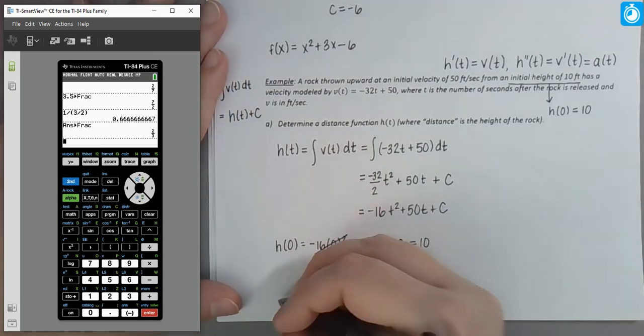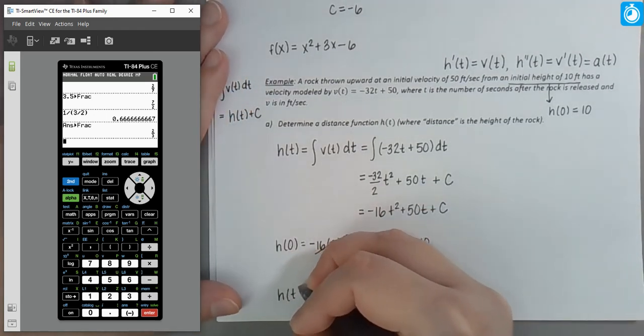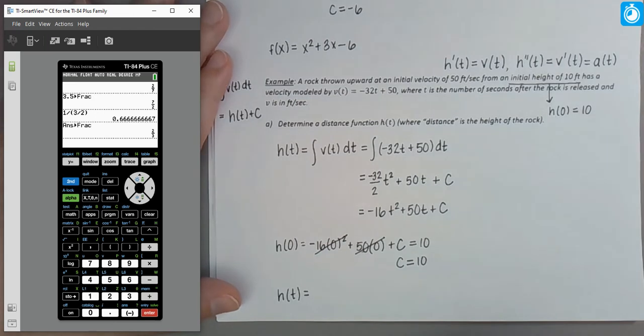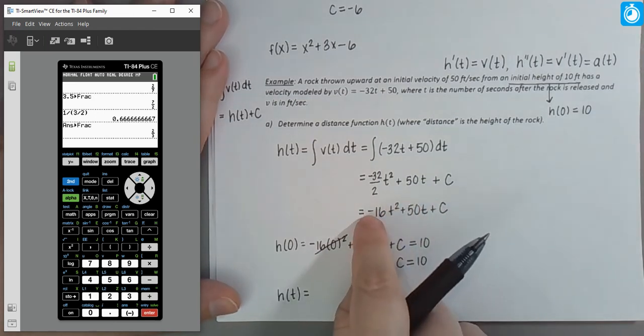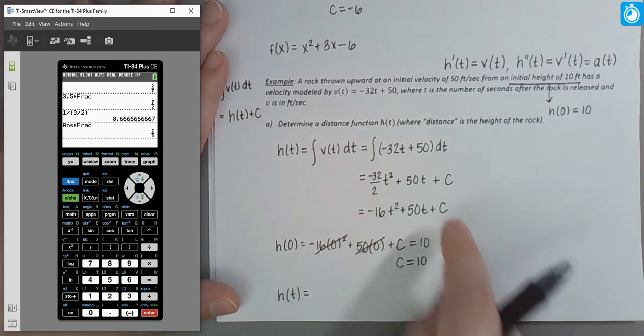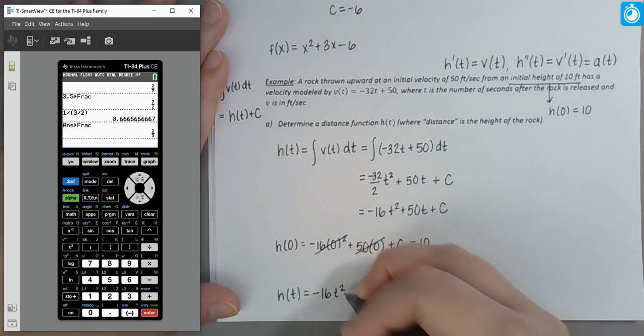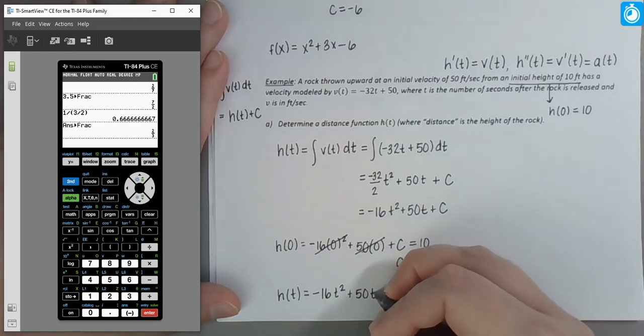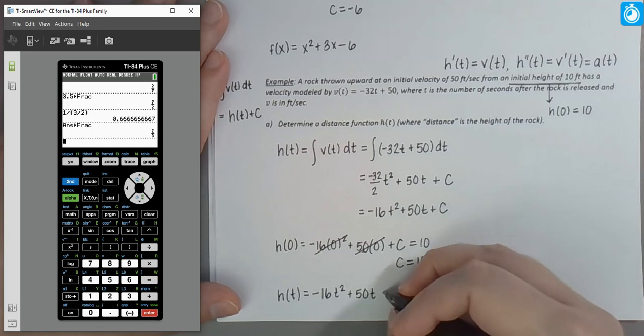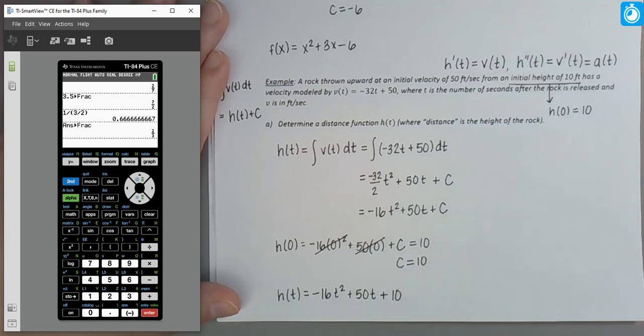So that means our actual distance function, position function, height function, whatever you want to call it, is going to be this antiderivative where c has a value of 10. So negative 16t squared plus 50t plus 10. That is going to be our actual function modeling this actual situation. And again, how could we check it? It's always a good idea to check your work.